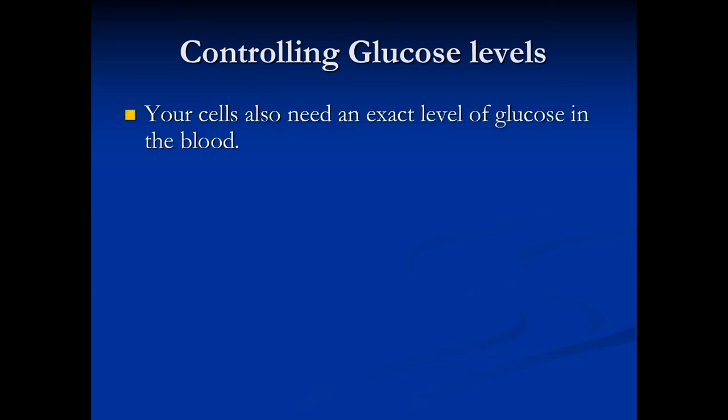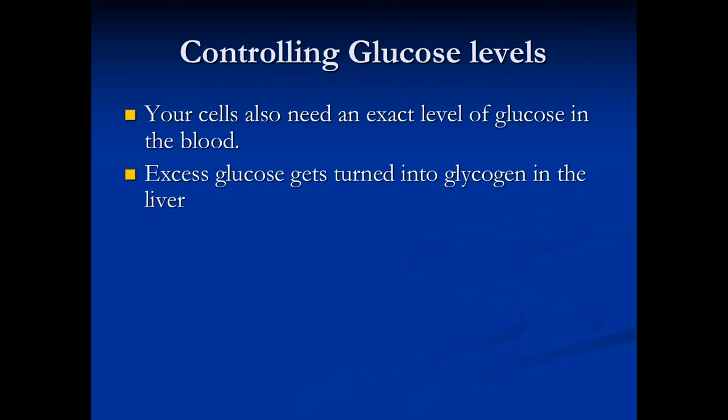Another thing your body needs to do is maintain the correct glucose levels. Your cells need an exact level of glucose in the blood, and glucose comes from the food that you eat. When that's broken down, many of the food items you eat are turned into a very small molecule called glucose, which is a type of sugar.